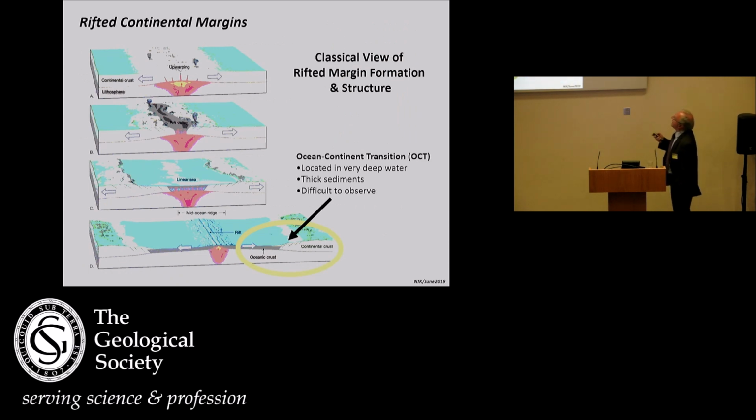What we see here is the classical view of rifted margin formation and structure. And I should say, it's largely wrong. The ocean-continent transition, which we see in this wrong diagram, is located in very deep water, usually covered with very thick sediments, many kilometers, sometimes even more than 10 kilometers. That makes it very difficult to see with remote sensing, with geophysics, what is going on in this region. It's also very expensive to drill.